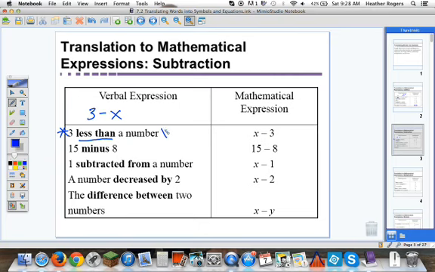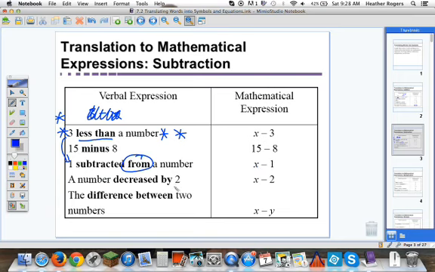This will be the one that's most commonly missed out of this whole section, this idea of less than. Anytime you see less than, take the number from something else. Don't do 3 minus x. 3 less than a number is going to be x minus 3. 15 minus 8 is pretty straightforward, reading it left to right. 1 subtracted from a number is more direct. That's the same as 3 less than a number, except the language tells us it's from a number, and if it's from something, we understand to subtract it from that number.